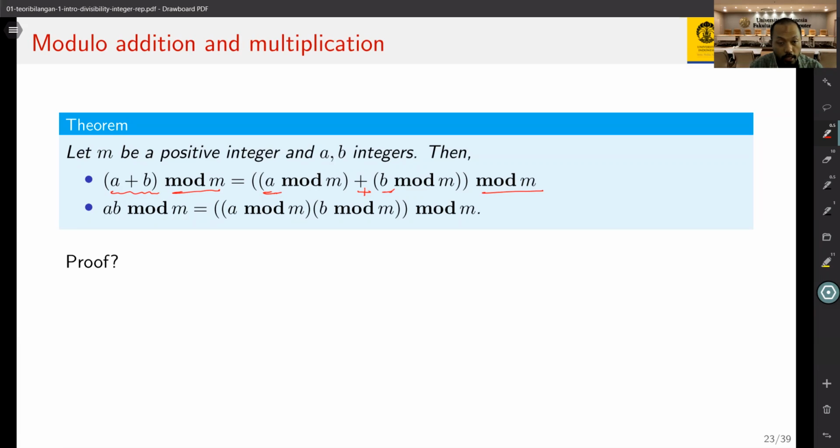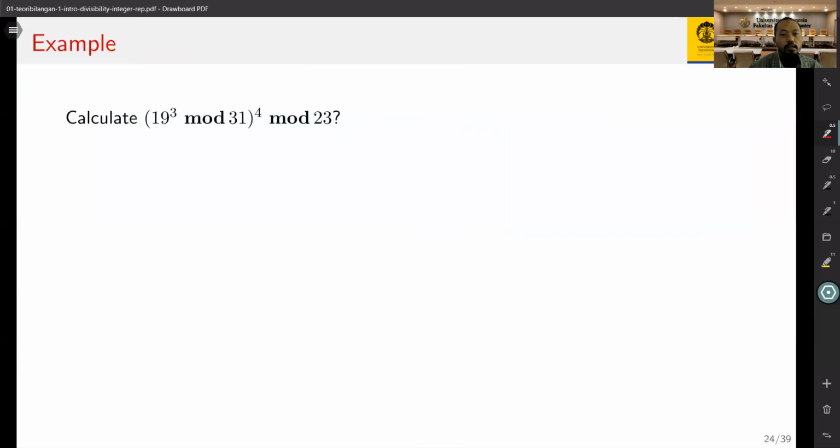So you mod A, you mod B, you sum it, and then you perform the modulo operation again. Similarly, for a multiplication A times B, you perform A mod M and B mod M, multiply them together, and the result is modded again. I'll skip the proof. You could find it in the book, and it will be instructive to read. Let's just use this as an example.